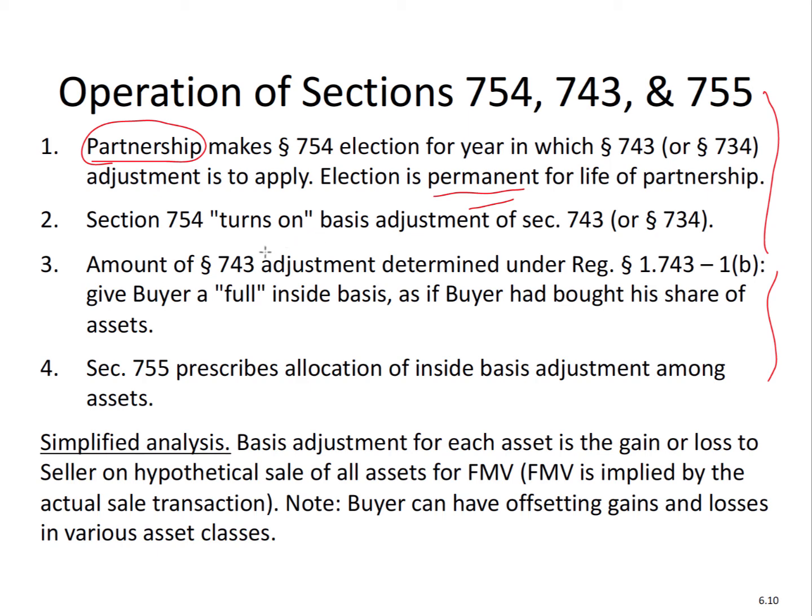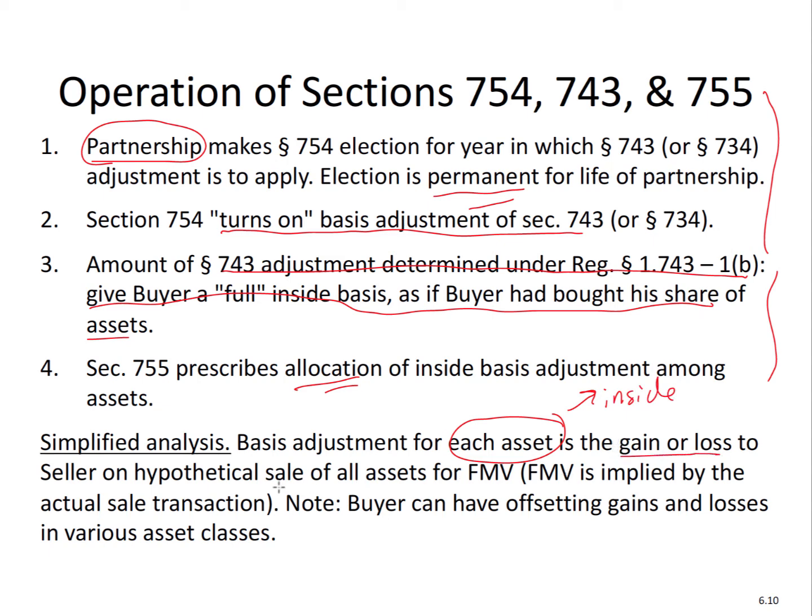Section 754 turns on the basis adjustment of 743. The amount of the 743 adjustment is determined under the regs, and it's really complicated in some situations. But what it really does is it gives the buyer a full inside basis, as if the buyer had bought his share of assets new, and then the inside basis is adjusted for that. 755 prescribes the allocation, how we allocate. So the simplified analysis is that the basis adjustment for each asset inside the partnership is the gain or loss to the seller on a hypothetical sale for the fair market value. Note the buyer can have offsetting gains and losses in various asset classes.